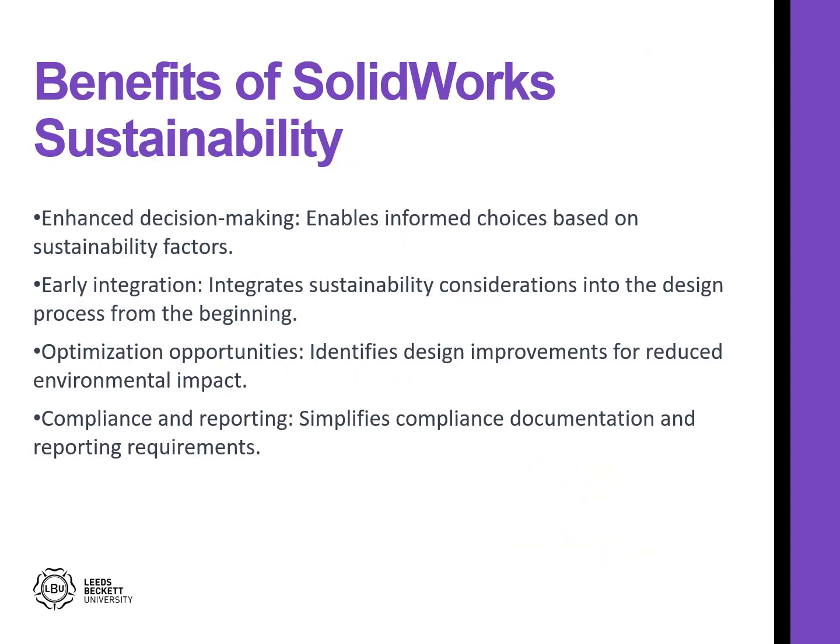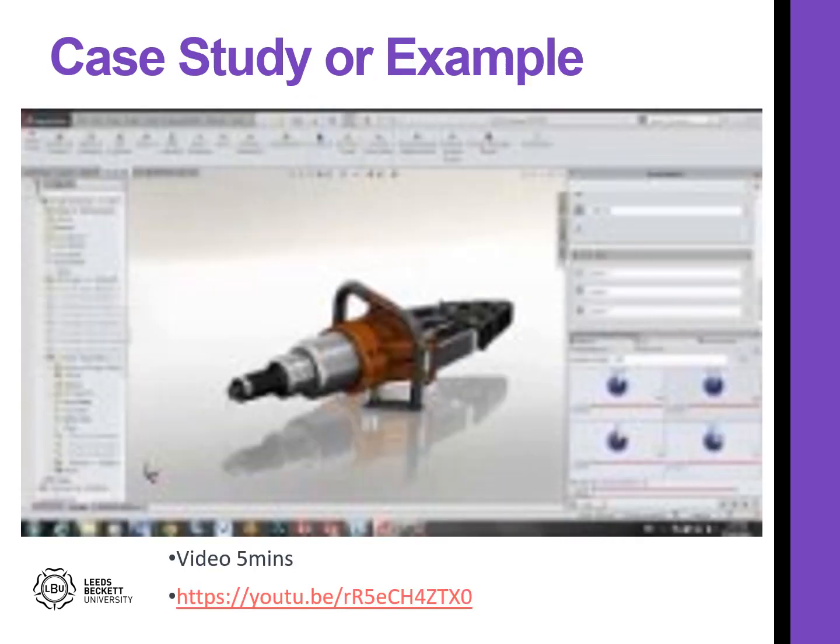So the benefits are enhanced decision making and early integration. If you can take into account the environmental impacts at the beginning, it's much easier than retrofitting and going backwards. The further down the design you go, the harder it is to make changes. So it allows us to optimize opportunities, identify design improvements for reduced environmental impact, and it's also got the compliance and reporting. Again, there are many case studies out there.